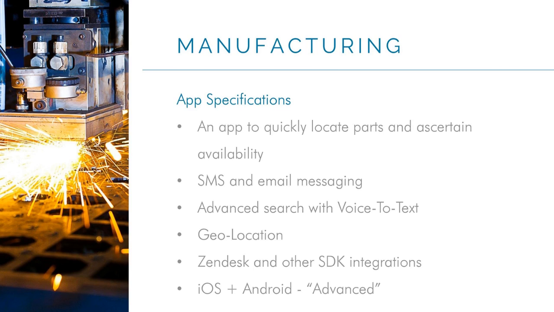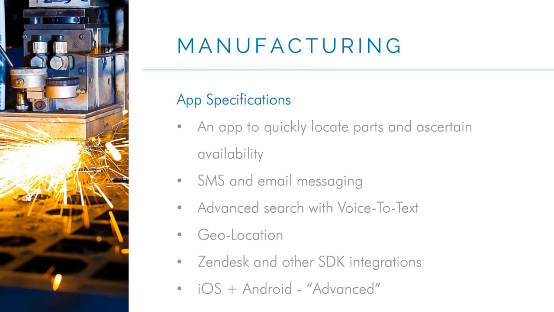They were in the manufacturing space and they wanted to create a business app that allowed them to locate their parts and their availability in real time. That way they could speed up or slow down their production lines as needed. They needed SMS and email messaging, advanced search with voice to text, incredible geolocation features. They needed to tie into Zendesk and other integrations, and they wanted it to be for iOS and Android.